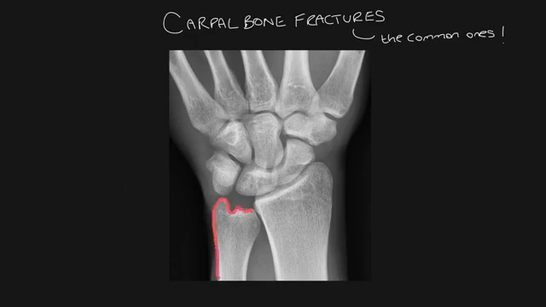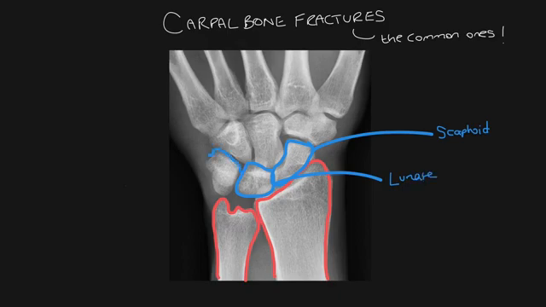In this video, we're going to be covering common carpal bone injuries that can be seen on plain film. When assessing the wrist, we take a PA, an oblique and a lateral film, and the first thing to do is to trace around the bones to look for any breaks in the cortices.